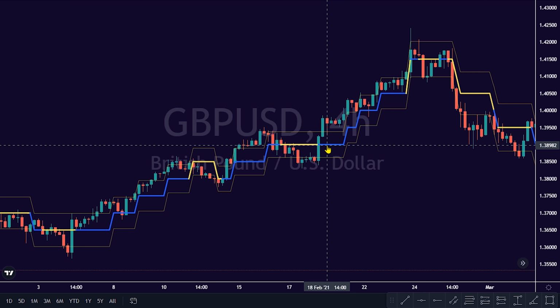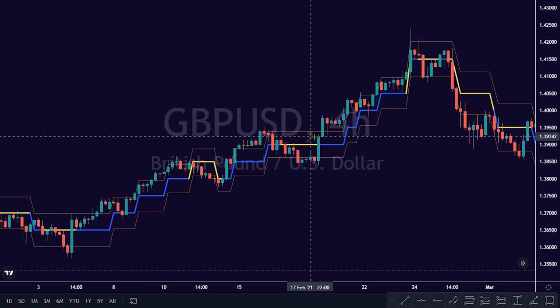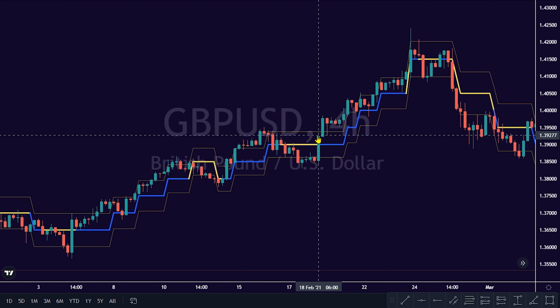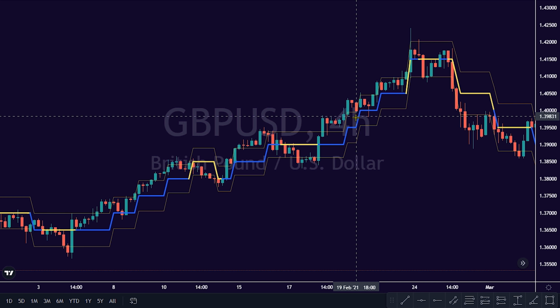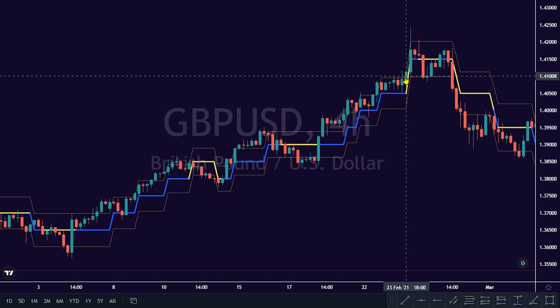Step 2. Make an entry buy position once the bullish candlestick closed above the ladder line and hold on to the buy entry until the blue color changes to yellow color. Alternatively, you can close your buy position whenever price hits the upper PCT envelope channel, as we can see here.